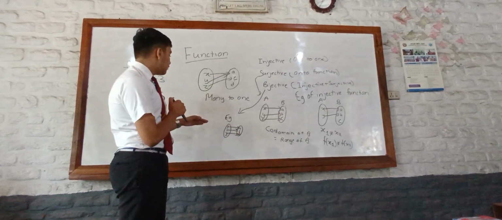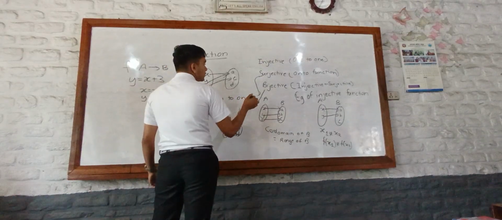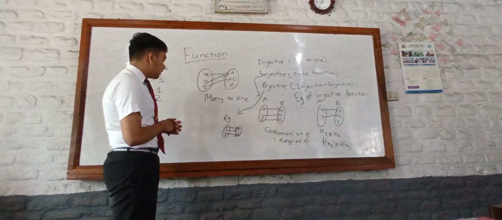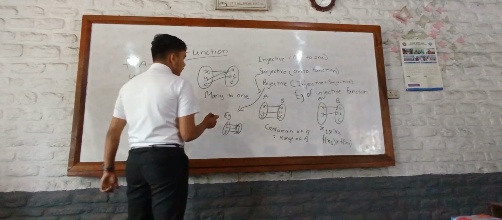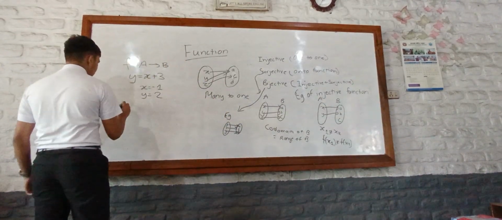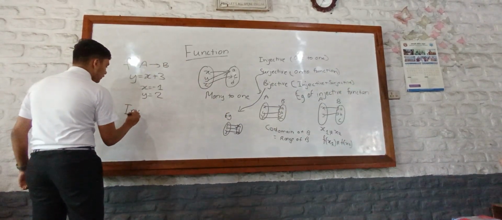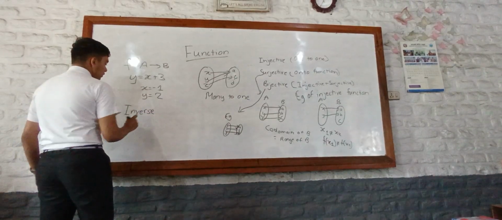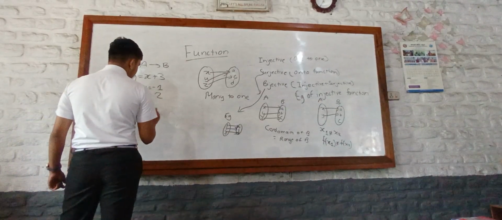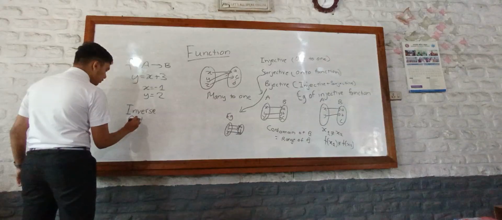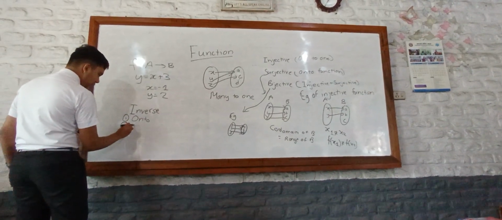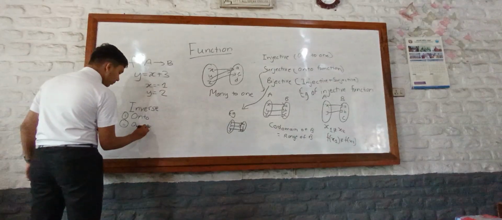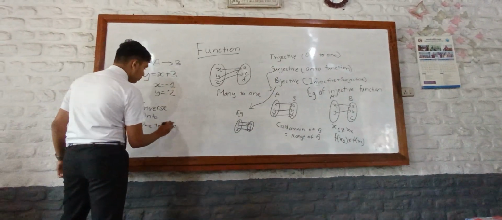There are two chapters in function. The first one defines the classic definition of function, and the second one is of inverse. So for inverse, the function must be onto and one-to-one. 6 minutes already gone.